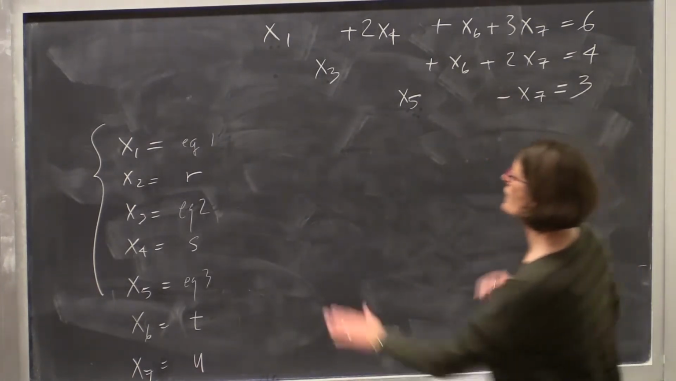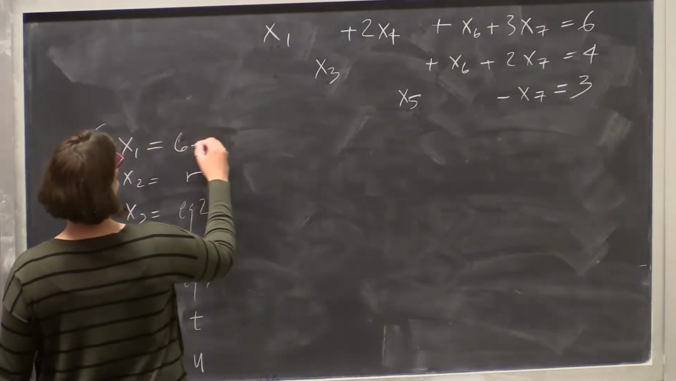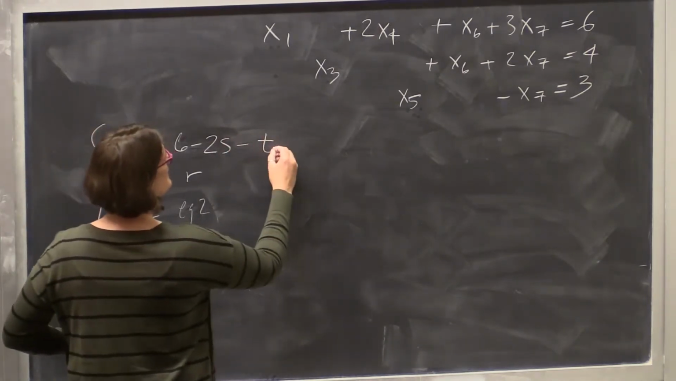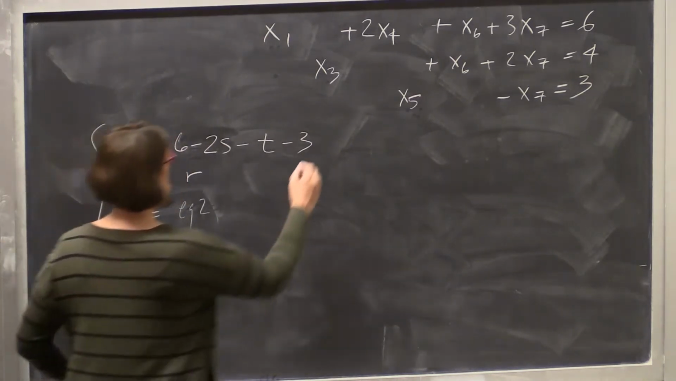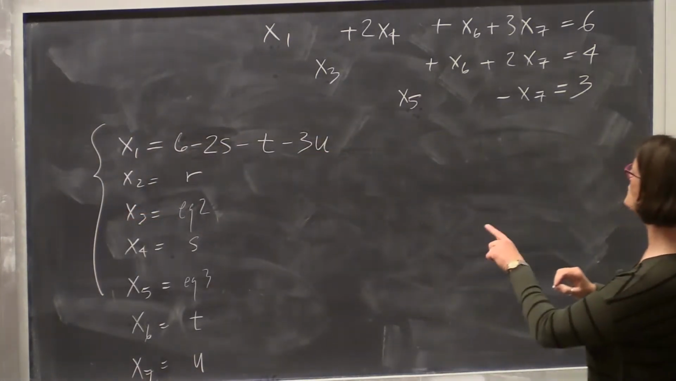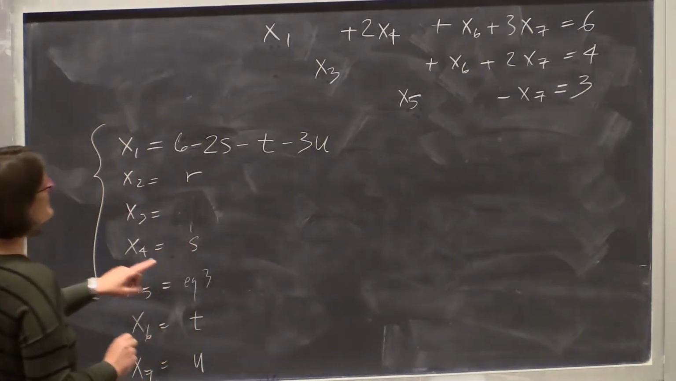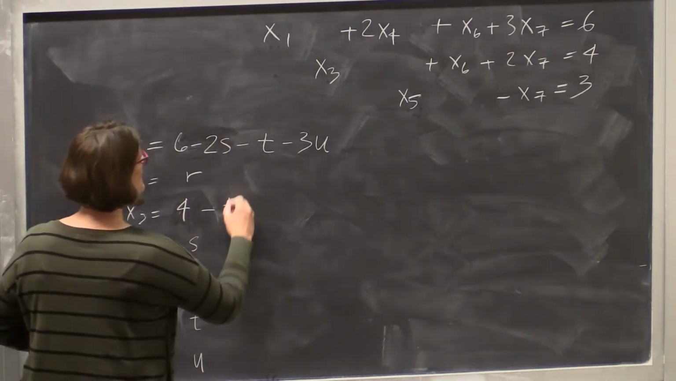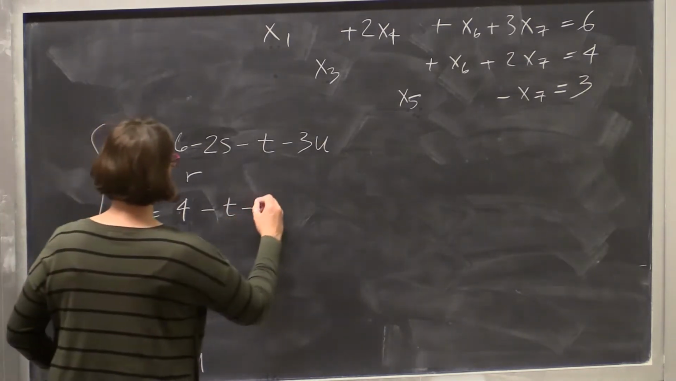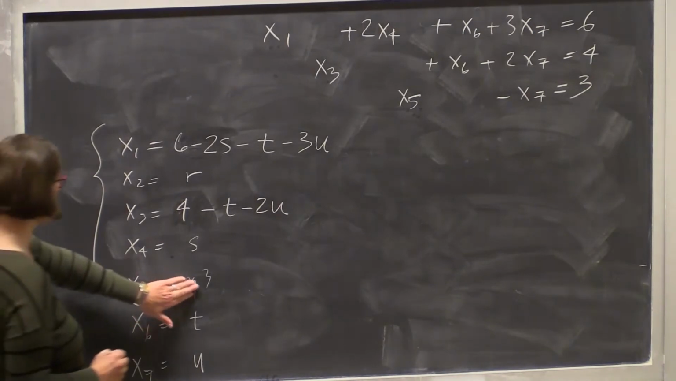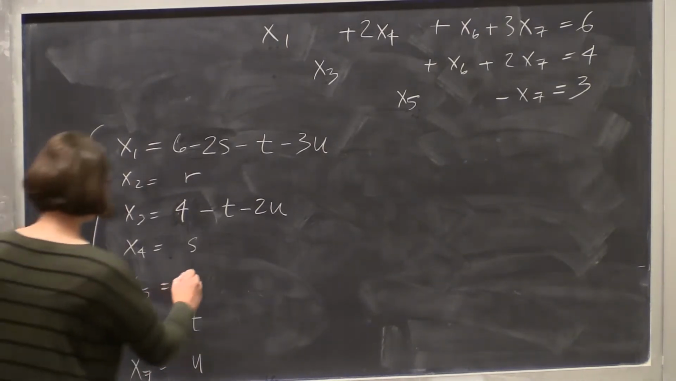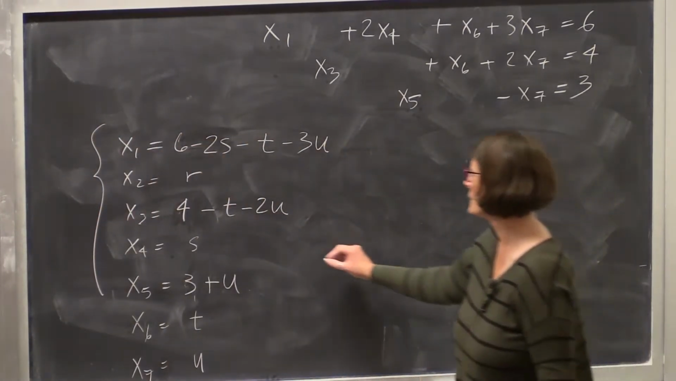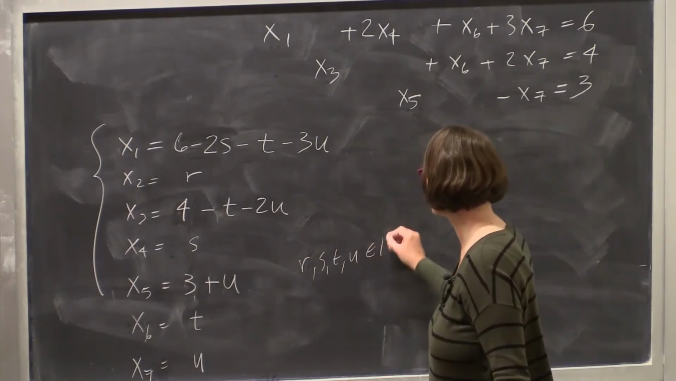Okay, so now from equation 1, x1 is equal to 6 minus 2x4, which is S, minus x6, which is T, minus 3x7, which is U. From equation 2, x3 is equal to 4 minus x6, well, x6 is T, minus 2x7, well, x7 is U. Now from equation 3, x5 is equal to 3 plus x7, and x7 is equal to U. And we have R, S, T, U are any real numbers.